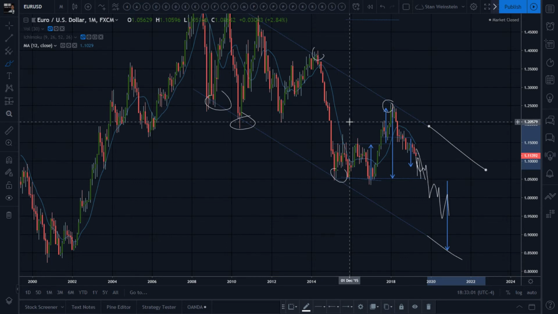So euro US dollar, looking like you're going to be going down. We've identified the support levels, the targets. Right now, next target just above 108, 108.45. And after that, we'll see how this bigger pattern builds out, guys.